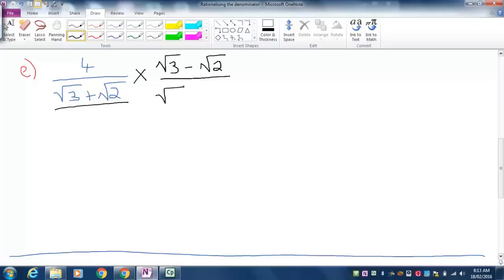And again, this is just the same as multiplying by 1, because root 3 minus root 2 over root 3 minus root 2 is just 1. Now I'm going to put this in brackets because you just need to remember that when I'm multiplying this 4 across, I'm multiplying by both those terms inside brackets. So this is how we do it. On the top, we're going to have 4 outside of root 3 minus root 2.